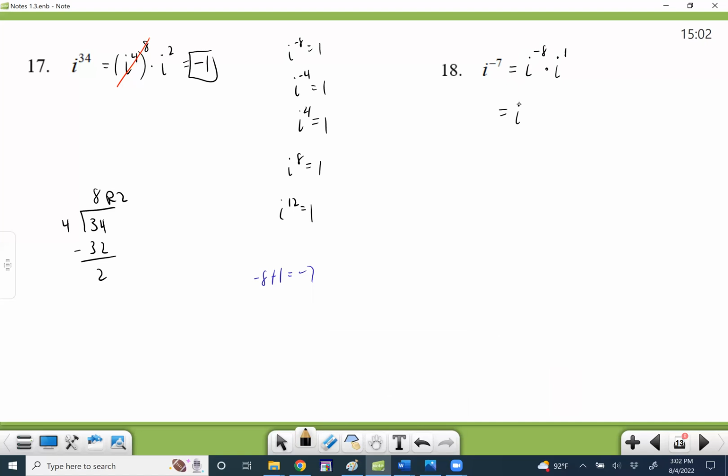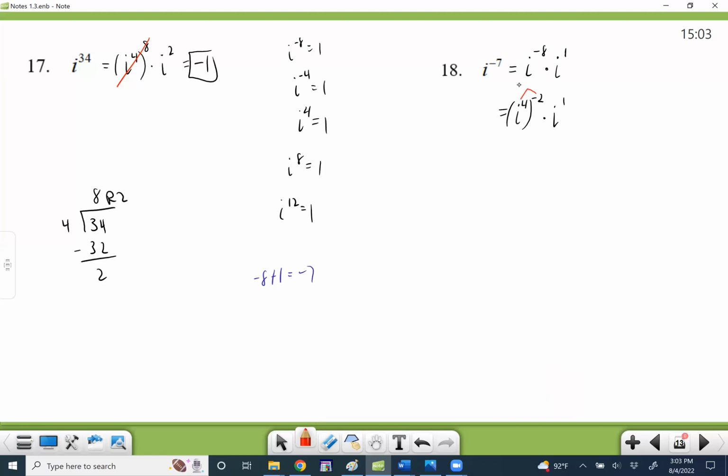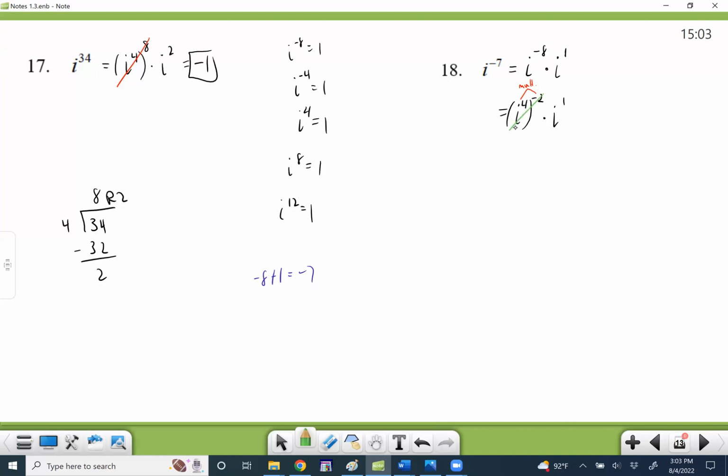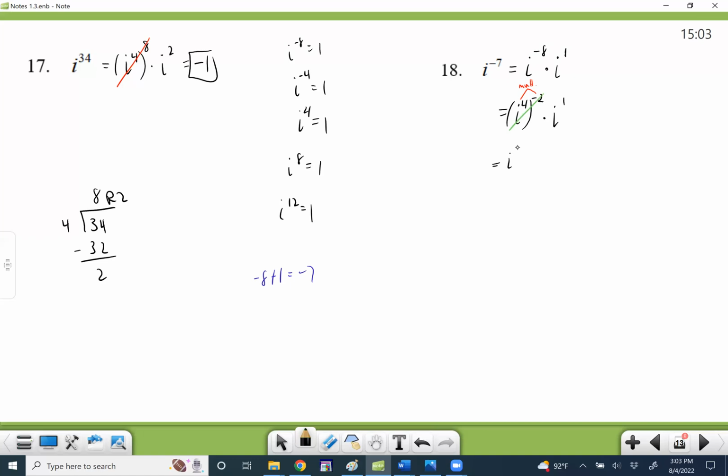So I can write that as i to the fourth to the negative second. Okay. Because right here, whenever you have a power on a power, you always multiply. So 4 times negative 2 is negative 8. So that is exactly the same as the line above it. And we just got done saying i to the fourth to any power, that's gone. Cross it off. It's a big fat 1. Okay? So it looks like the answer to this would just be i to the first, or just i.